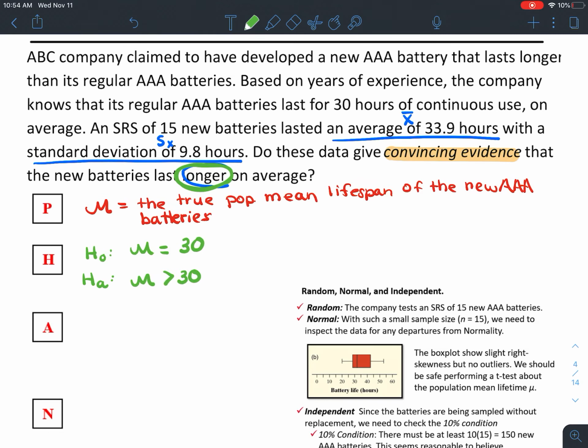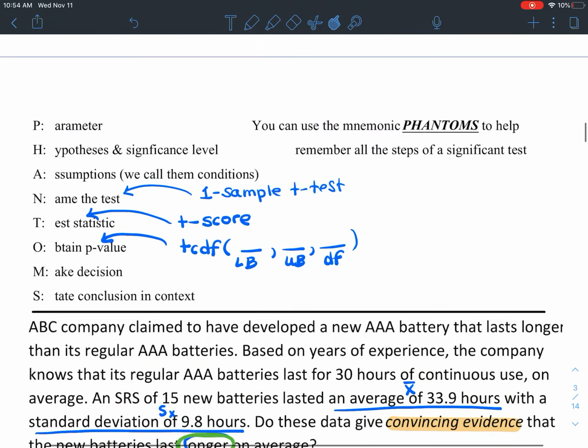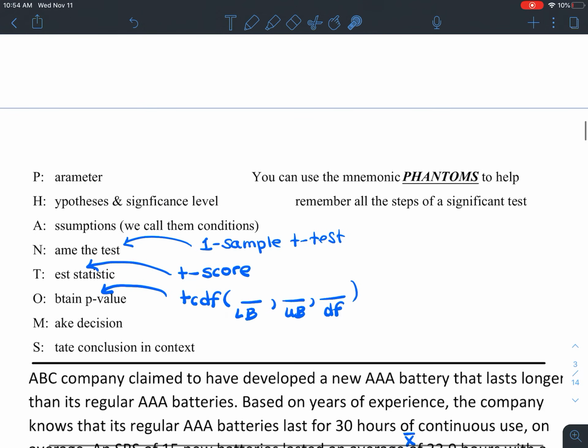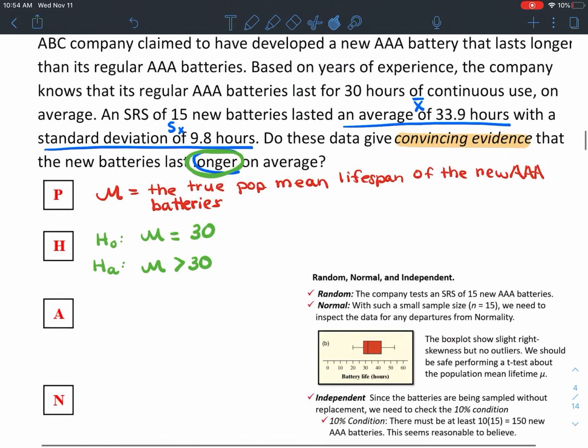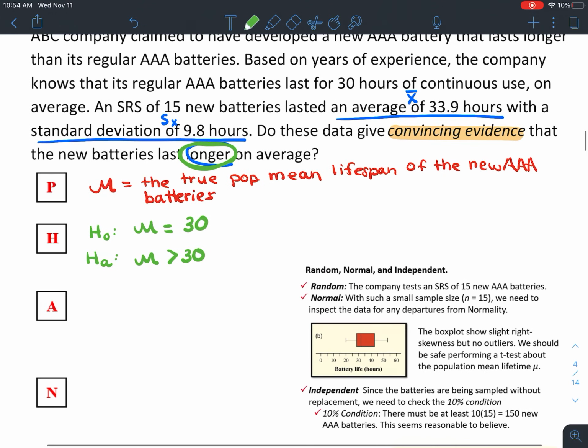The other piece that we always want to include in this H step, you'll notice it mentions the hypotheses, is to state the significance level, the alpha level. Now on this particular problem, they did not define a significance level for us, so we're going to use the default alpha level 0.05.